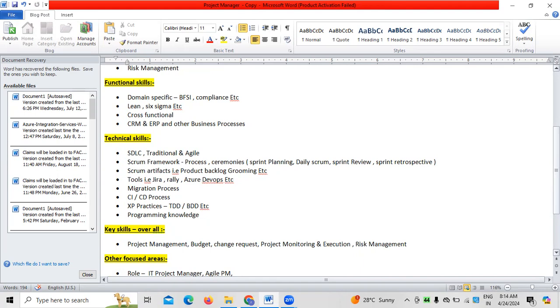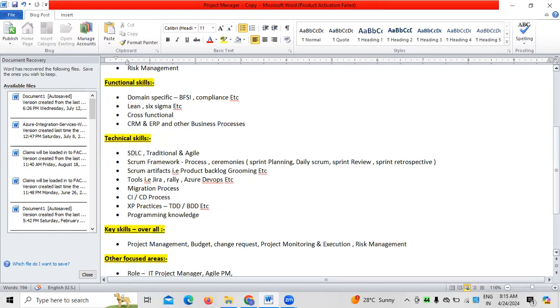So both traditional as well as agile, because project training and job opportunities may be on that side as well as this side. Next, knowledge of working on tools, either Jira, Rally, or Azure DevOps. At the same time, for traditional project management, we have a tool called Microsoft Project, MS Project, right? So that is even required. At the same time, migration projects, because most of the projects nowadays are moving towards migration. So having knowledge of the migration process is also one of the key and important knowledge areas one must be good with.